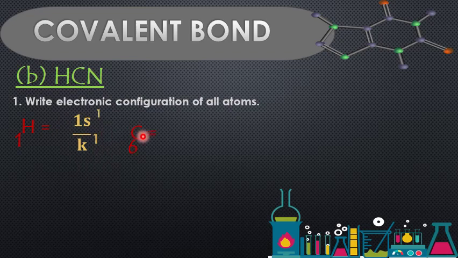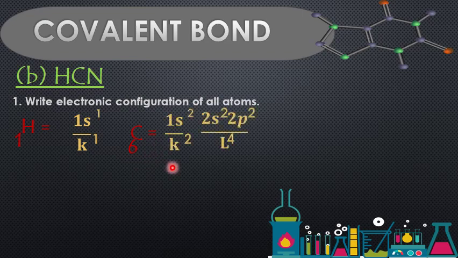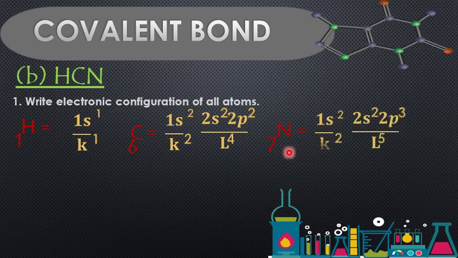Then comes carbon. Carbon has atomic number 6, and it will have 6 electrons in the electronic configuration. We can see in the picture, the first shell can have 2 electrons and the second shell can have 4 electrons, as we have already discussed the subshell electronic configuration as well. 2 and 2 makes 4, so the second shell L has 4 electrons. And then comes nitrogen. Nitrogen's atomic number is 7, and it will have 2 electrons in the first shell and 5 in the second shell. So still the p subshell is not complete, it is incomplete.